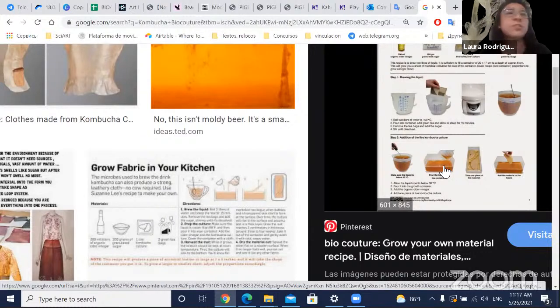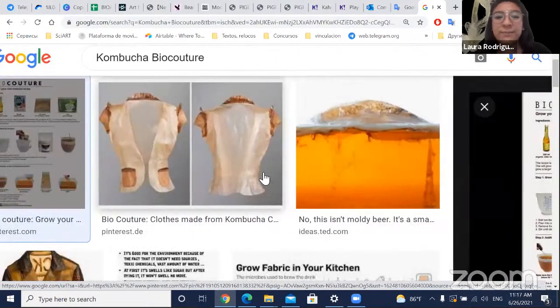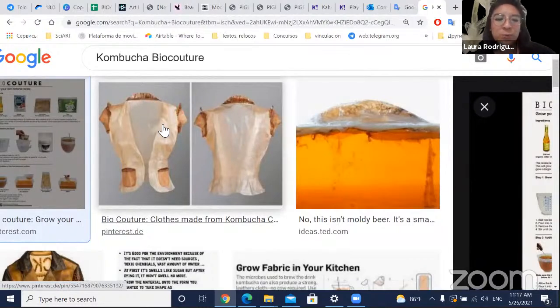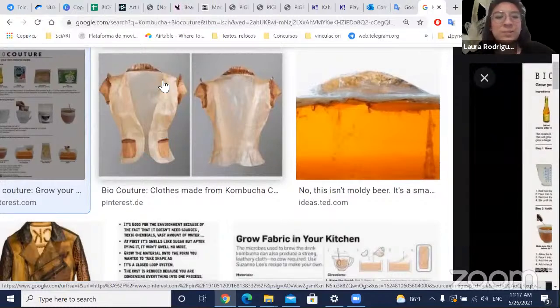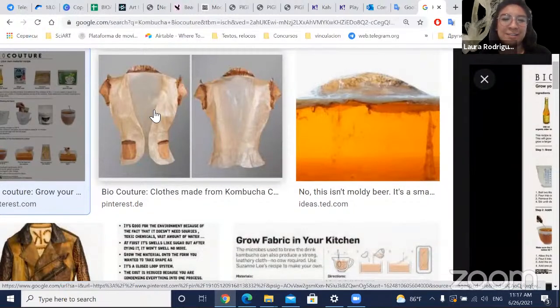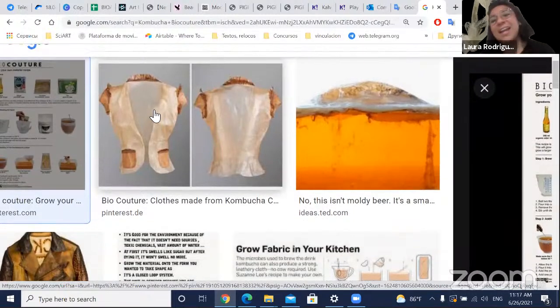And then you wash it. It's very strong, so you can wash it with soap and your hands to remove the smell of the tea, which is not a really nice smell. And then you can dry it, and this can work as a fabric. So Susan Lee started this trend with biocouture, using the bacteria to create fabric and even make some dresses and other clothes.